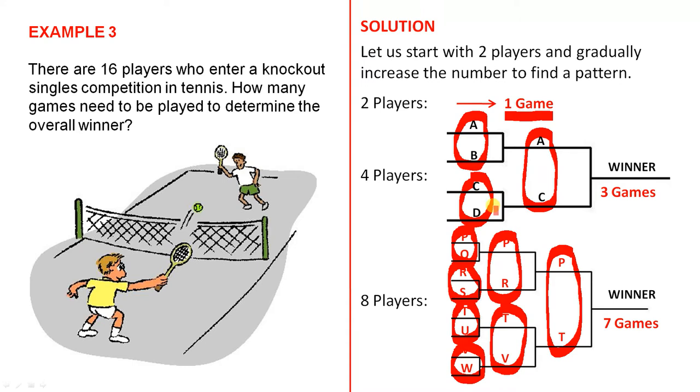Now, have you noticed a pattern? Look at the pattern. 2 players, 1 game. 4 players, 3 games. 8 players, 7 games. So the number of games is 1 less than the number of players. I'll repeat that. The number of games is 1 less than the number of players. If you have 16 players, we take 1 less, and that gives us 15 games to determine the winner. So there are some great examples there of solving a problem by looking at a simpler version.